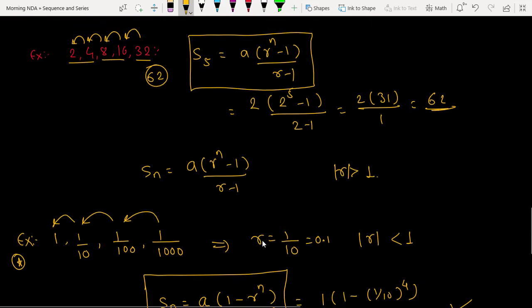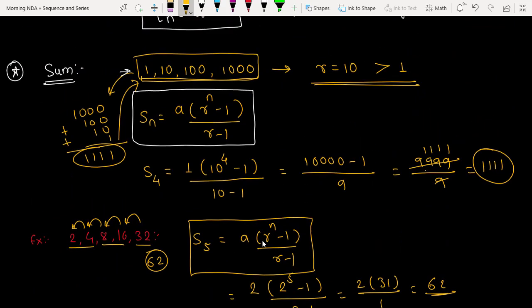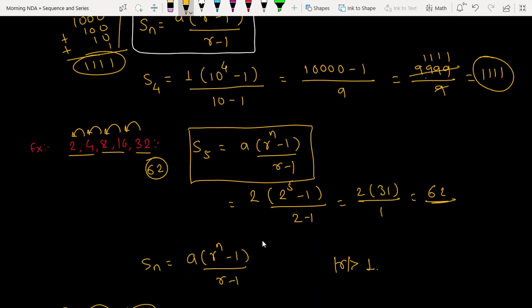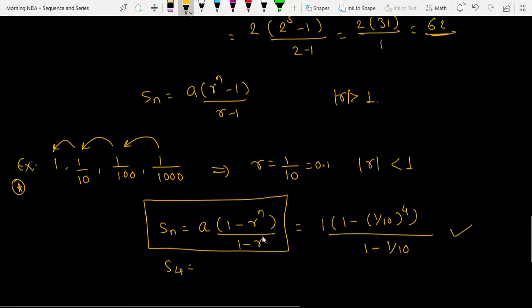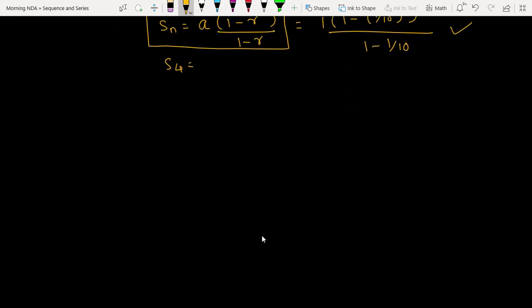These two examples which I have taken here were both finite series, because I have considered only the first 4 terms. Here also I have considered the first 5 terms. Here I have considered the first 4 terms. So this becomes the finite series. Now we have the sum to infinity also. Sum to the infinite series. It is again very simple. I will tell you with the example.